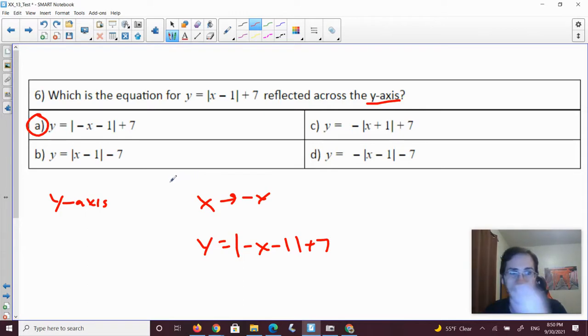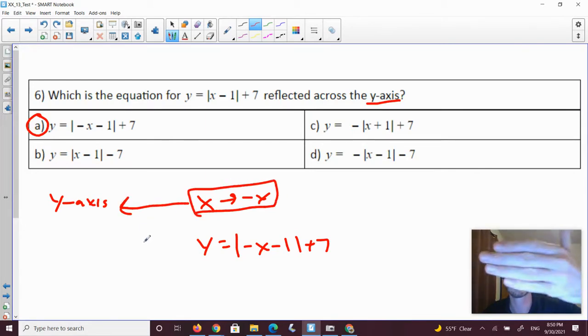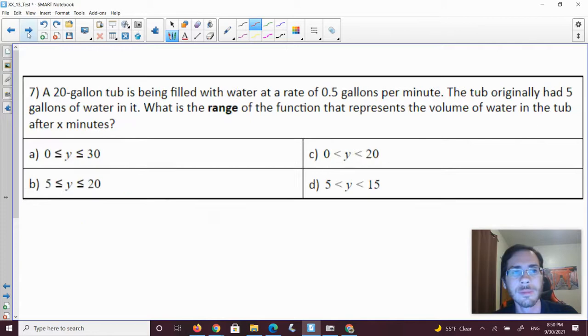That is negative x minus 1 plus 7. So that's the idea, is we're changing the x's to negative x's if we're reflecting over the y-axis. So we're going to reflect that way. Remember, you can always graph it in Desmos and check it out in Desmos if you want.